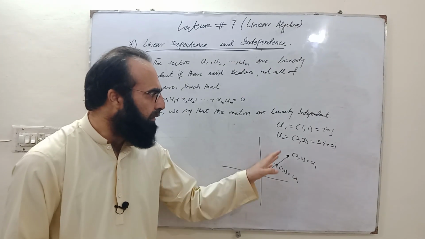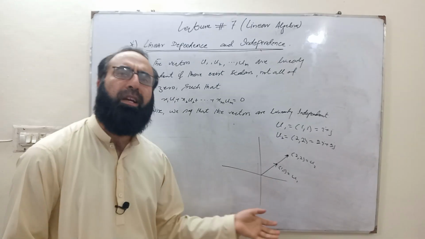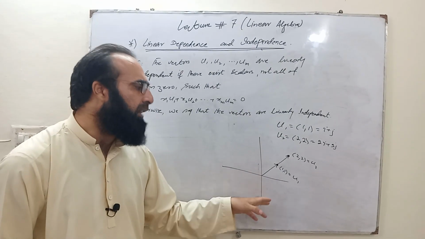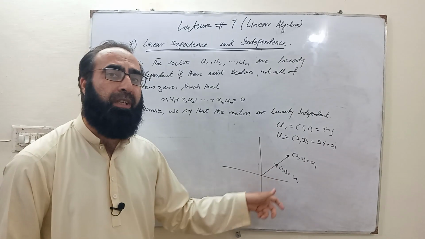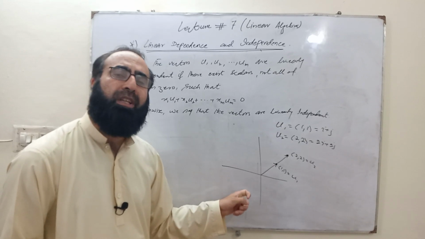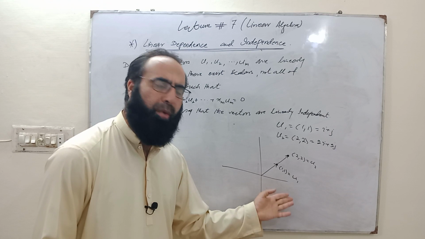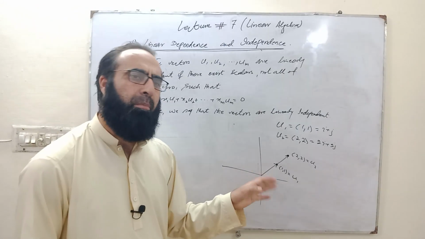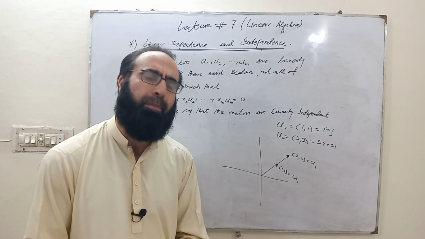Look at the graph of these two vectors. Clearly, these two vectors lie on the same straight line. That's why these two vectors are linearly dependent, because this is one of the conditions of linearly dependent vectors. In case of two vectors u1 and u2, it's quite easy to check whether they are linearly dependent or independent.